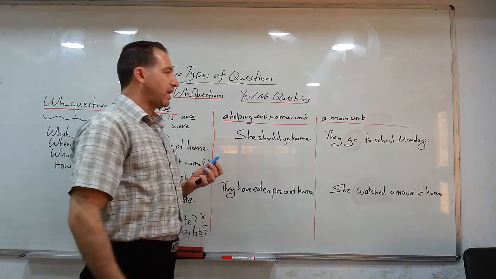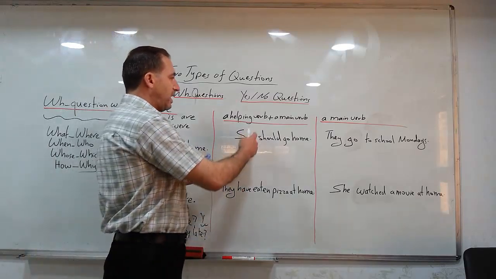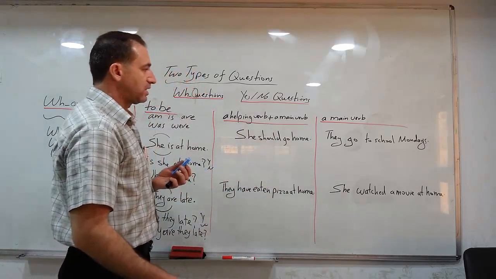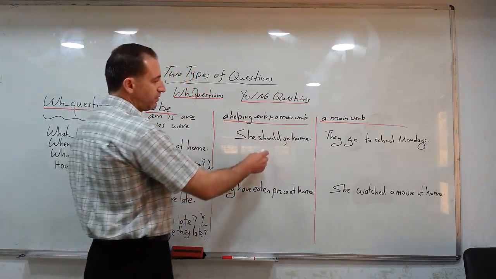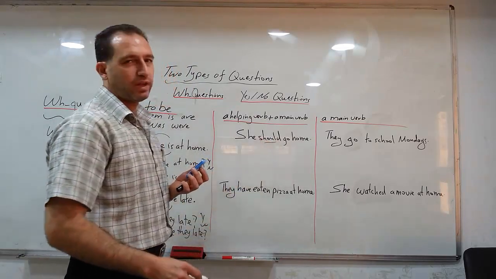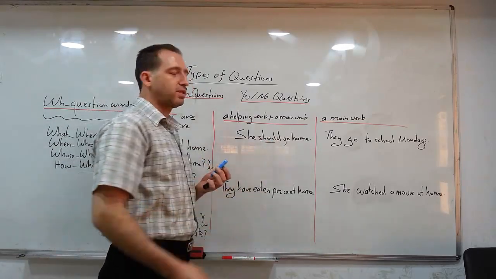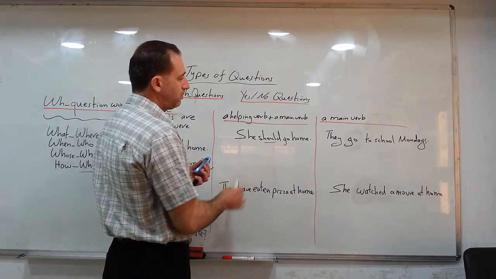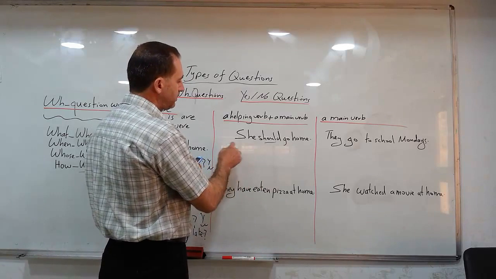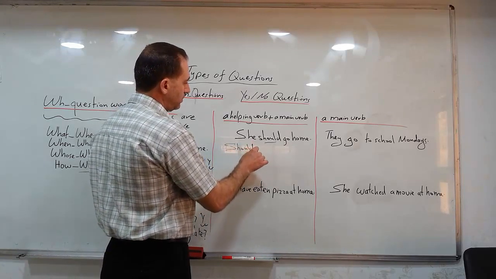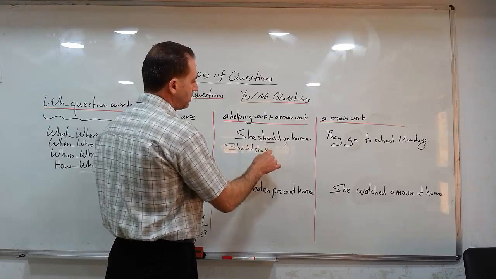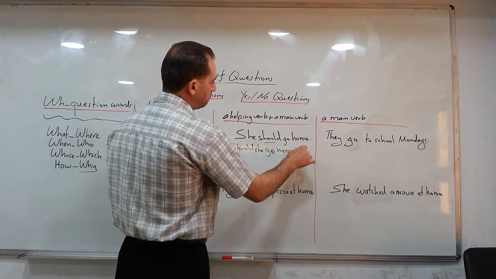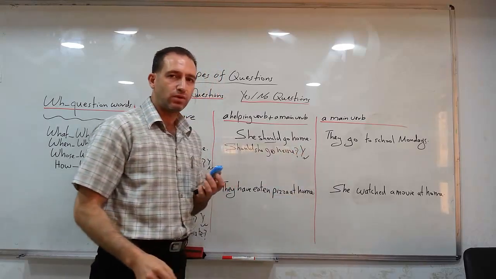Okay. Let me move to the other category where I have a helping verb, or more than one helping verb, and I have a main verb. What I do is some inversion also. I take the helping verb. If I have more than one helping verb, I take the first helping verb and I put it before the subject. So, she should go home. Now, the question is going to be: should she go home? The answer is yes or no.